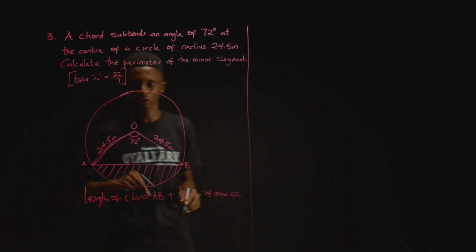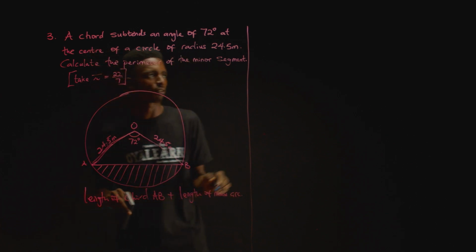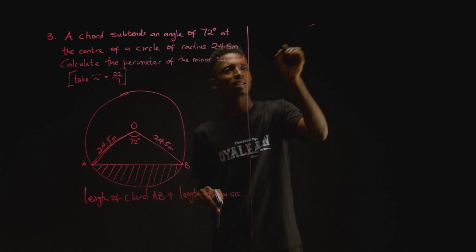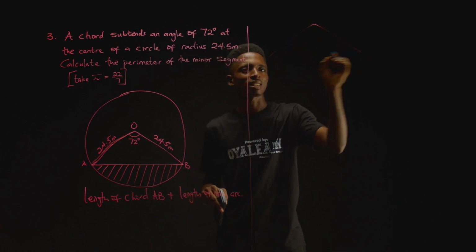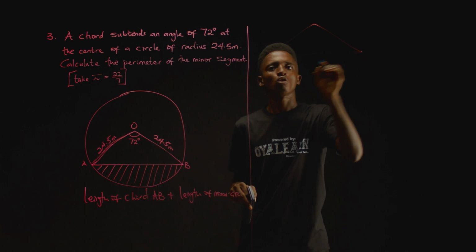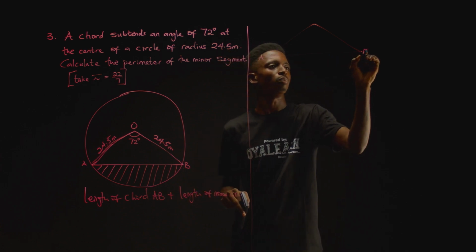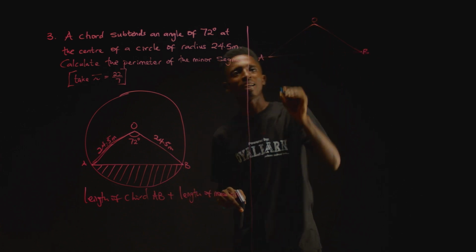Now, what can we do to get the length of this chord? So let's start with the length of chord. Now, to get the length of chord, let me just draw out that part, okay? So where this is A, B, and O, right?